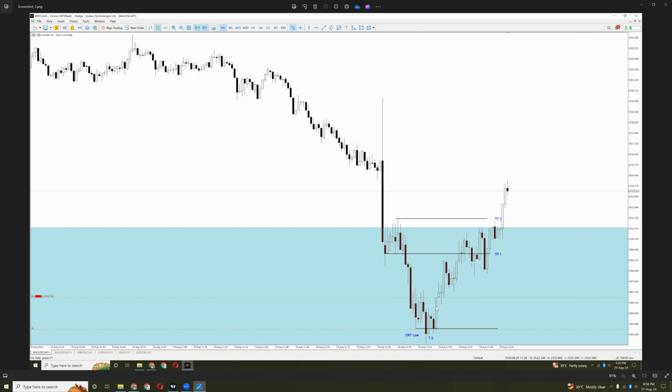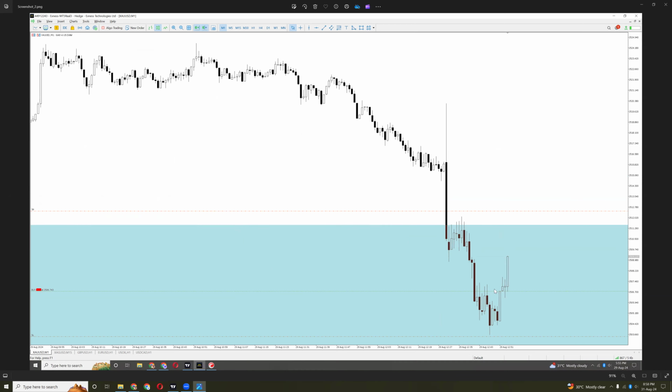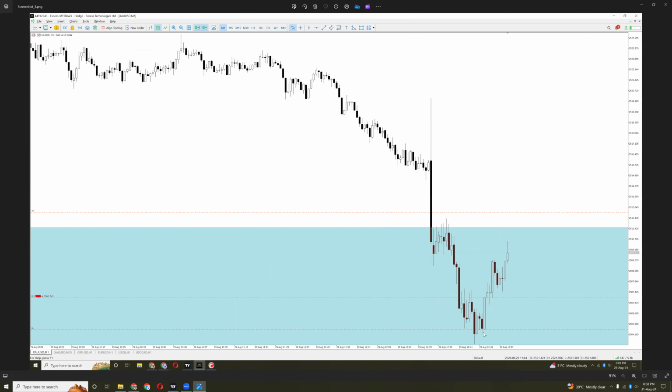I waited for additional confirmation for change in state of delivery above these two consecutive down close candles. So once this candle closed, I immediately opened my position with the stop loss below this window. This was my original stop loss, around 20 to 25 pips. Once it moved away with this candle, then I moved the stop loss a little bit, to around 15 pips.